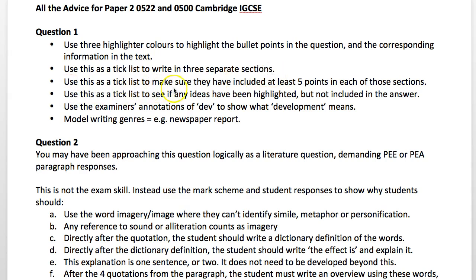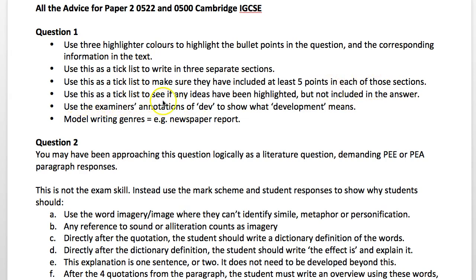Use this as a tick list to make sure that you've included at least 5 points in each of those three sections. So if you've only got 3 blues highlighted, you know that 2 are missing and you've got to go back and look more deeply.